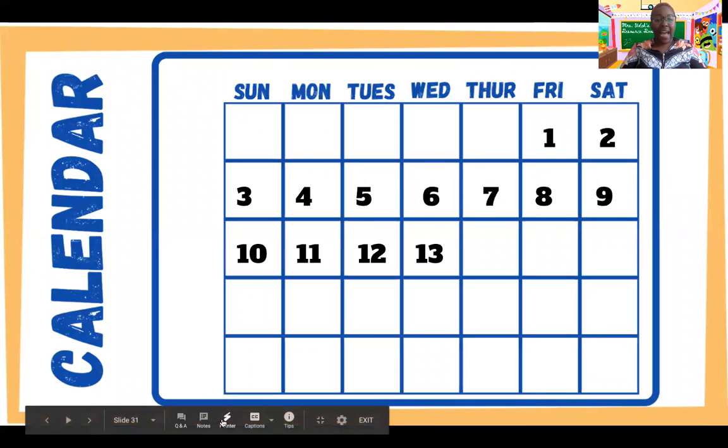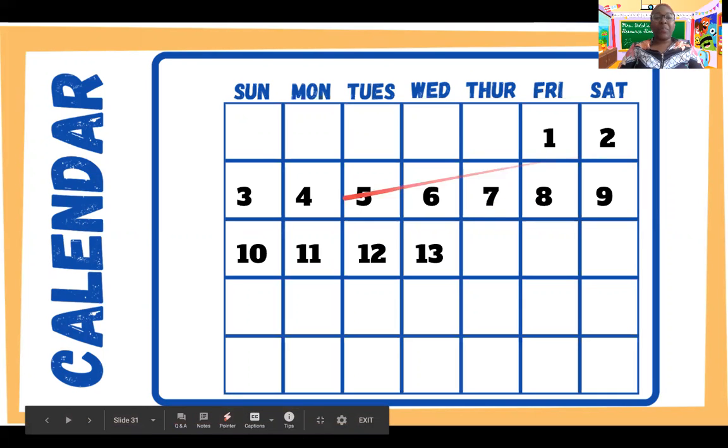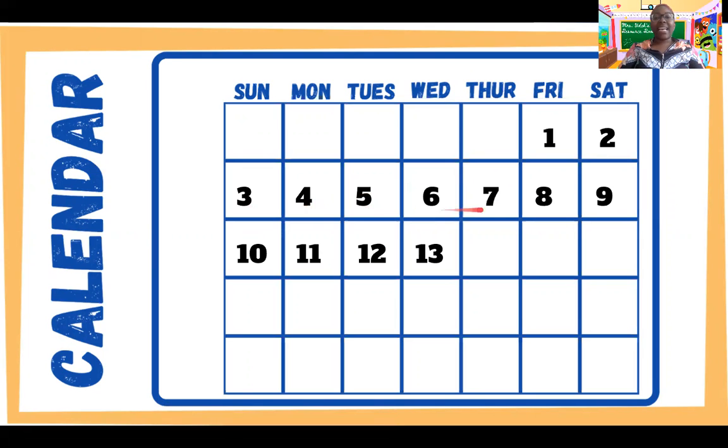Let's take a look at our calendar. Remember, the calendar assigns one number to every day of the month. Let's count together. 1, 2, 3, 4, 5, 6, 7, 8, 9, 10, 11, 12, 13. What comes after 13? Did you say 14? You got it. Today is the 14th day of the month.